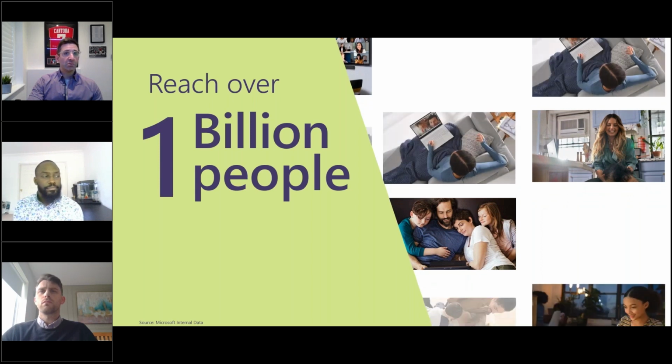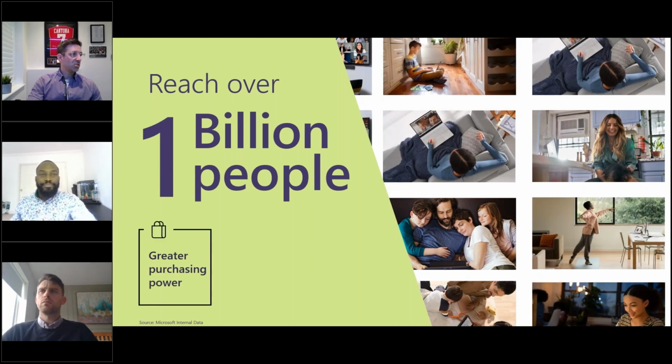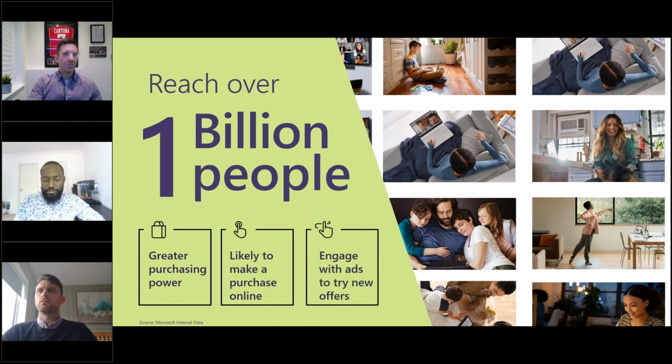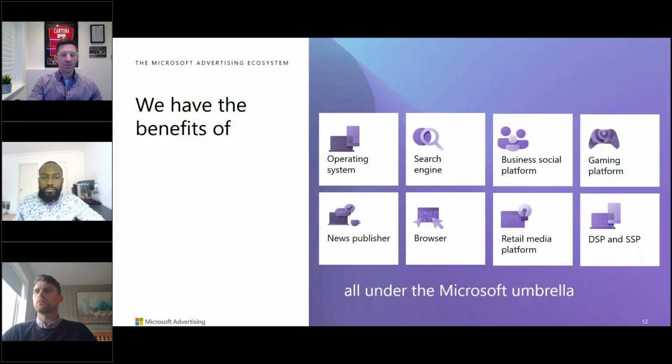So in terms of scale, just back to the presentation, our numbers are fairly big. If you've worked with Microsoft in the past, we still stand on these 3 principles, and we have data to support that over 1 billion people that we can reach through our networks have greater propensity to purchase, are more likely to make a purchase online, and more likely to engage with new offers, or with ads through new offers. We've got a lot to back us up.